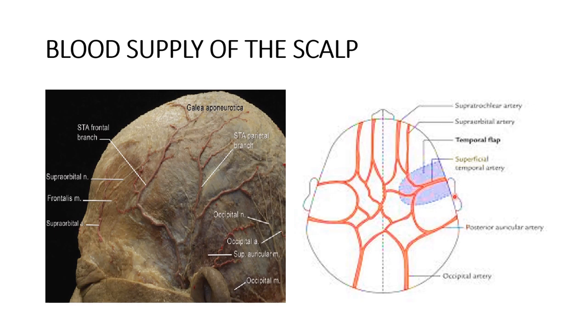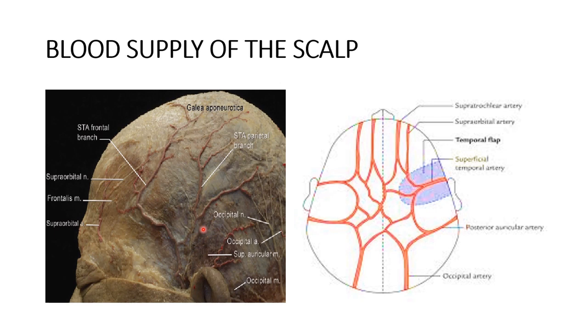Posterior to the auricle, we have the posterior auricular artery, which is a branch of the external carotid artery. This artery enters the scalp behind the root of the ear. Lastly, we have the occipital artery, which is a branch of the external carotid artery. This artery enters the scalp midway between the external occipital protuberance and the ear.